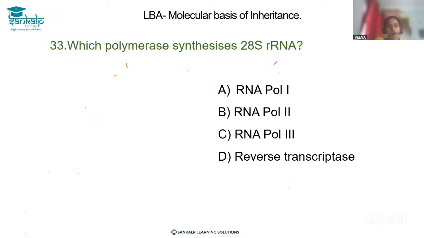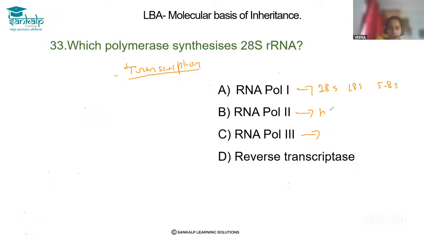Let's solve question 33. Which polymerase synthesizes 28S rRNA? So dear students, already you know that there are RNA polymerase 1, 2 and 3. These three enzymes are involved in the process called transcription, right? So already you know that RNA polymerase 1 is synthesizing 28S rRNA and 18S and then 5.8S rRNA.